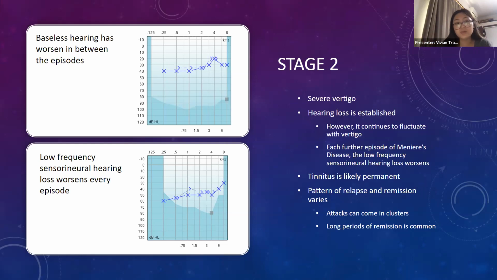So in the top diagram, we can see that the baseline hearing has actually worsened. However, with each further episode of Meniere's that the client goes through, the low frequency sensory hearing loss also worsens. So in the second diagram, we can see that during the episode, it also goes down and that the low frequency sensory hearing loss worsens.